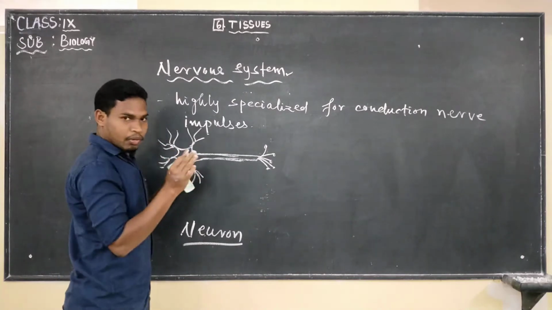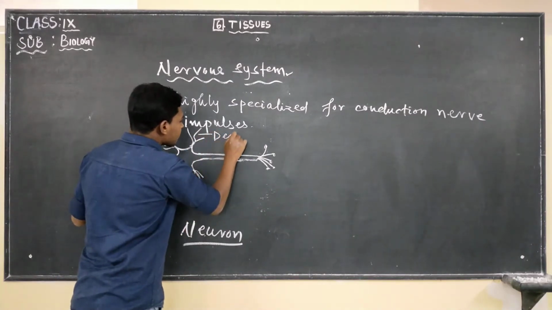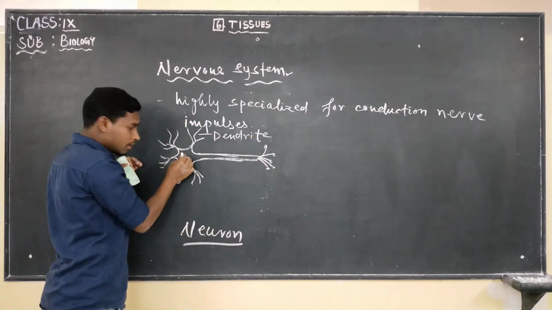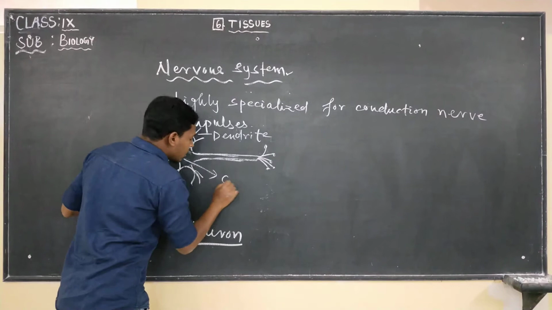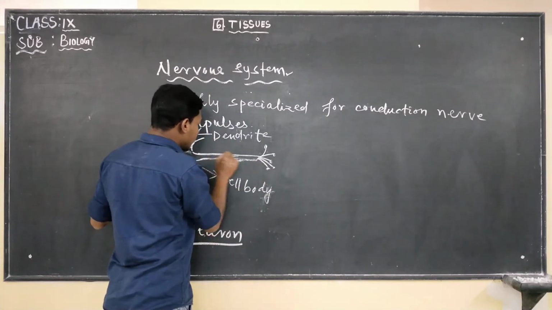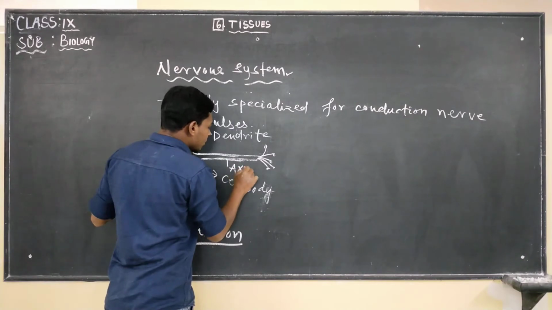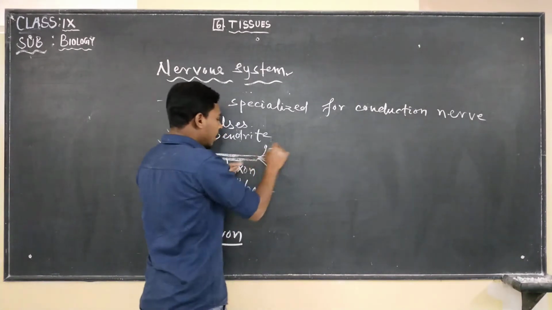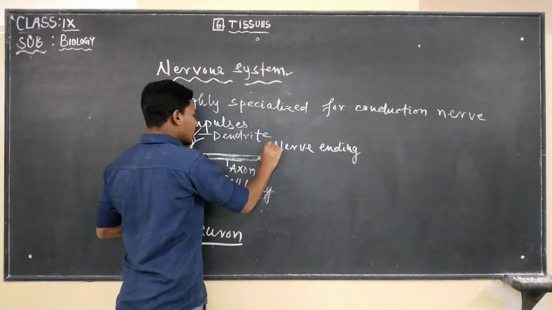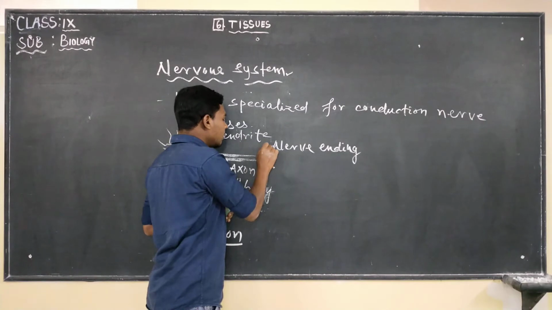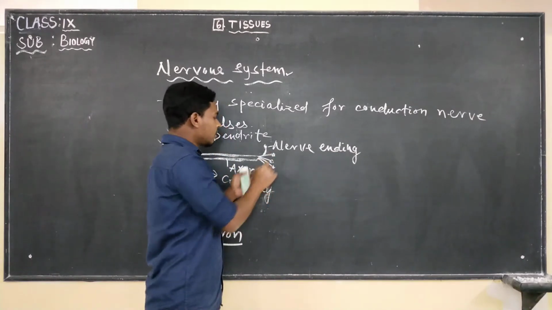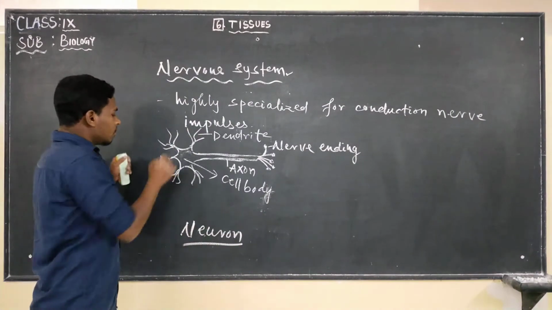So it is having what? Three important parts: dendrites, the center one known as cell body, and a long extension known as axon. At the ending they are known as nerve endings. At the end we would see that these endings have a knob-like structure, a swollen structure.